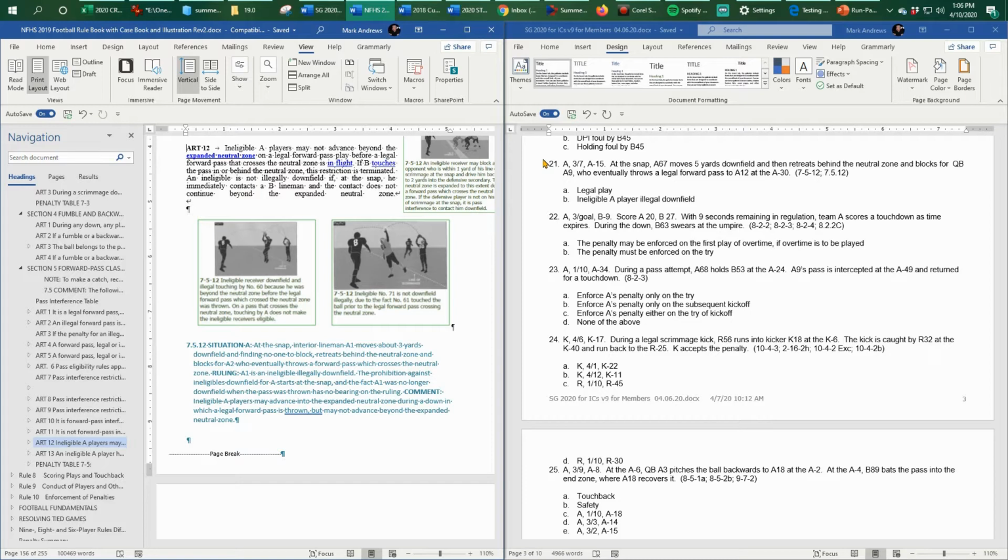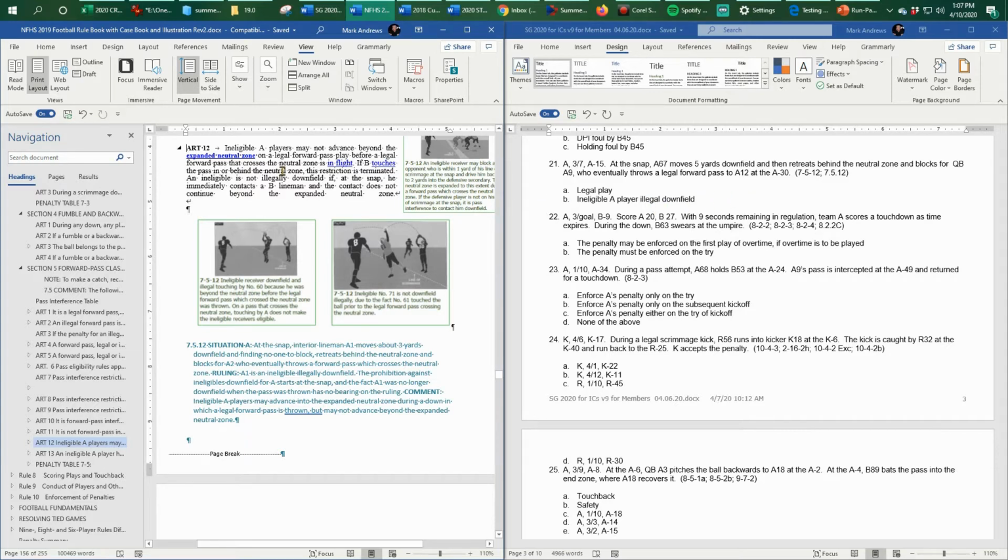Question number 21. Third and 7 at the A15. At the snap, A67, who by numbering is an ineligible receiver, moves 5 yards downfield and then retreats behind the neutral zone and blocks for QB A9, who eventually throws a legal forward pass to A12 at the A30. Is this a legal play, or is it an ineligible A player illegal downfield?